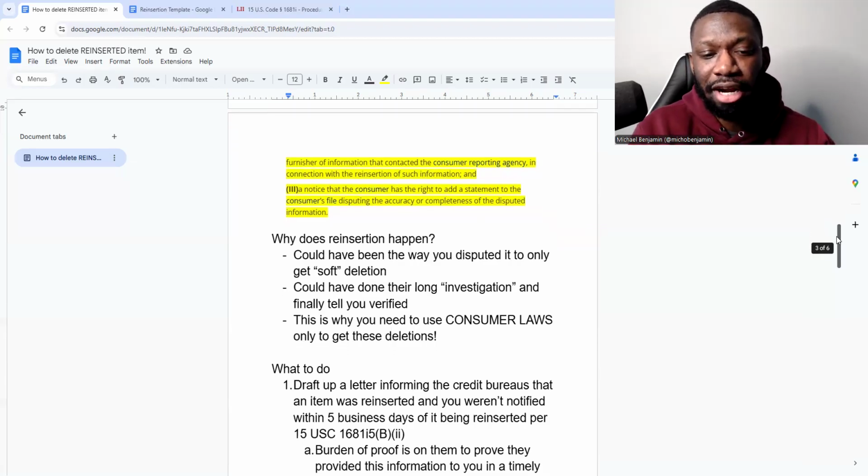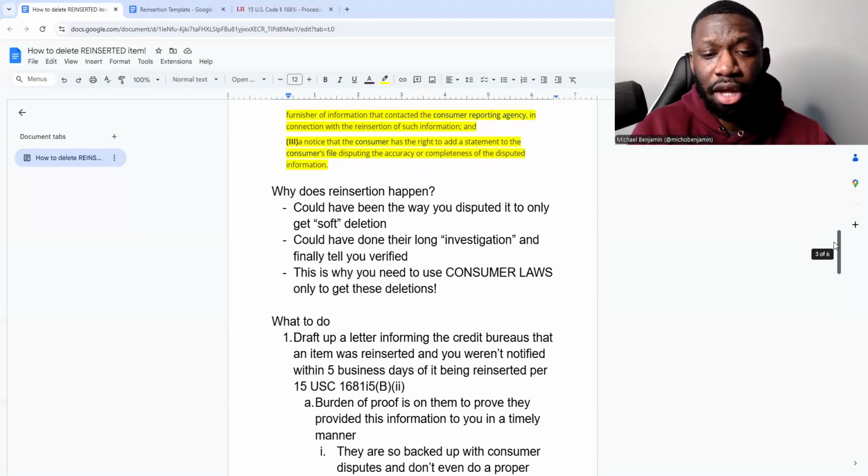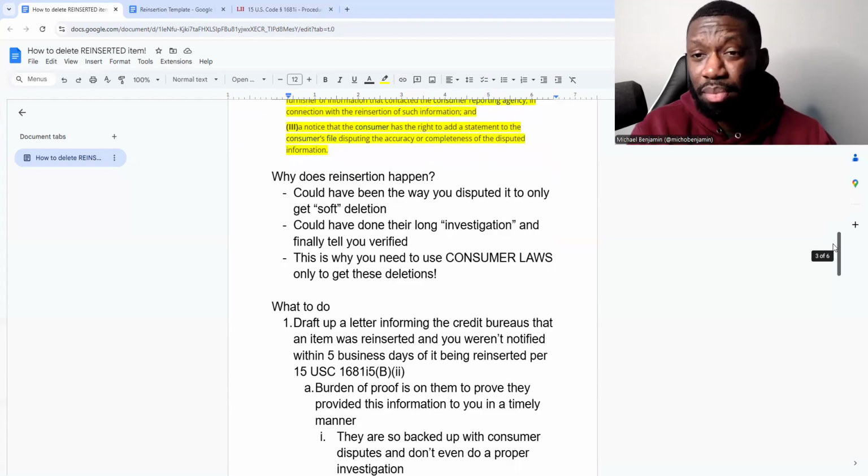So the burden of proof is on them to prove that they provided this information to you in a timely manner, right? To be honest, they're so backed up with so many consumer disputes, they don't even do a proper investigation. So this is why it's a really good angle if you're trying to do litigation from the beginning: you want to request a reinvestigation. Reinvestigation meaning that they were supposed to do an investigation before they even put the item on your report in the first place. So reinvestigation, 15 USC 1681i(a)(1)(A).